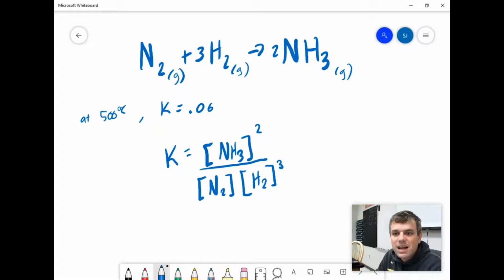And so no matter how much of each of these things we start with, the reaction will adjust so that at 500 degrees Celsius, the molarity of NH3 squared divided by the molarity of N2 times H2 cubed equals 0.06. So if we started with a whole bunch of NH3, then this reaction would run backwards to produce more N2 and H2 until these ratios equal 0.06. And if we started with entirely reactants, then the reaction would proceed forward just a little bit until we made enough product that this expression equals 0.06. At different temperatures, this would equal different numbers.